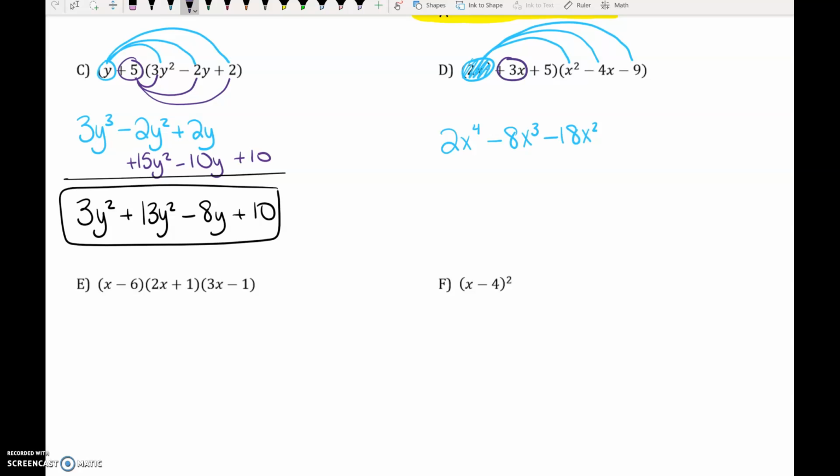Now I distribute positive 3x. 3x times x squared is 3x cubed. I would write that right underneath my other x cubed term. 3x times negative 4x is negative 12x squared. 3x times negative 9 is negative 27x.